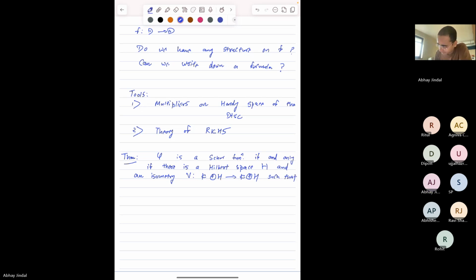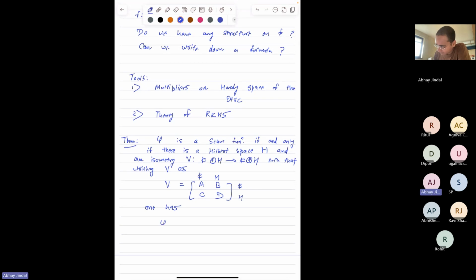Such that, writing V as the block matrix A B C D with respect to the decomposition C direct sum H, one has the following formula. So given an isometry, we can write down this formula, and we are saying that if phi is any Schur function, then there exists an isometry such that phi has this representation.